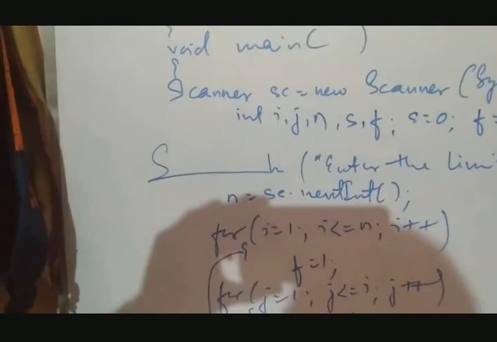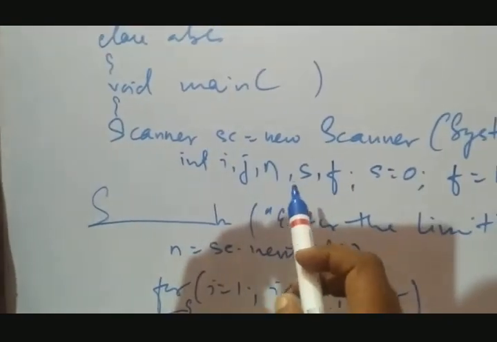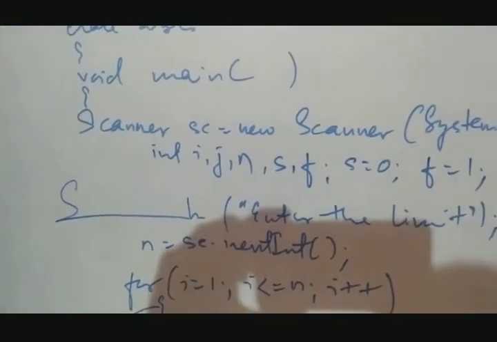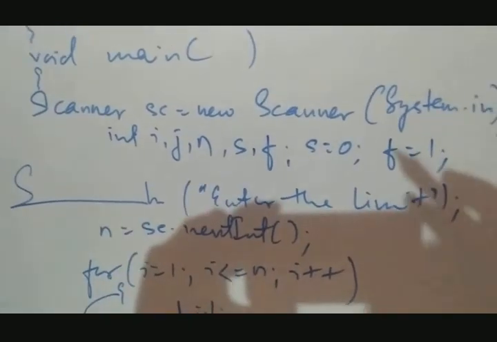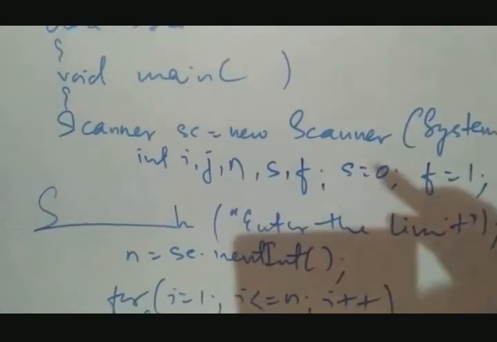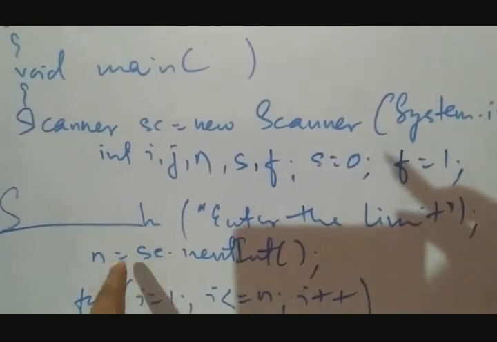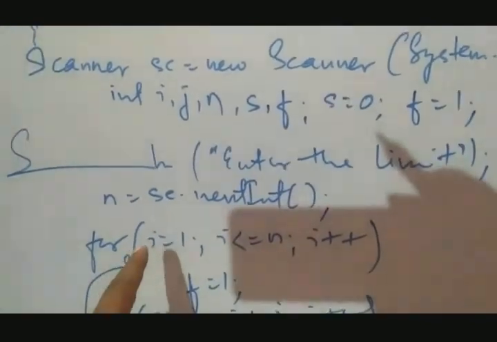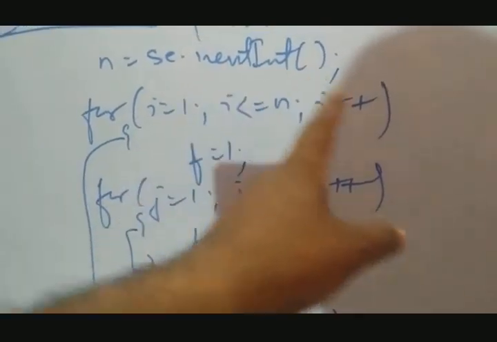And look, these will be the common things: i, j, n, s, f in every sum of the series program. If x is asked, you have to go with the extra variable. Then you have to get the limit. Then this is a common structure in every sum of the series question. What changes here? This sum only changes. What you need to find, that only changes. Otherwise everything remains the same. Thank you very much.